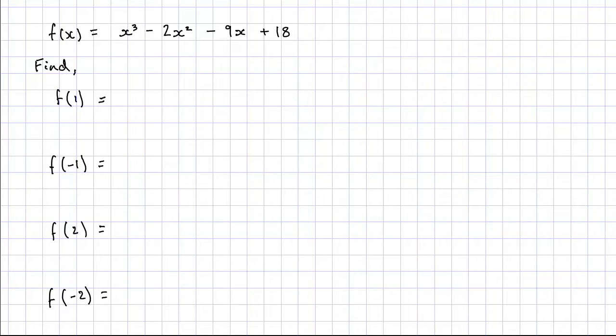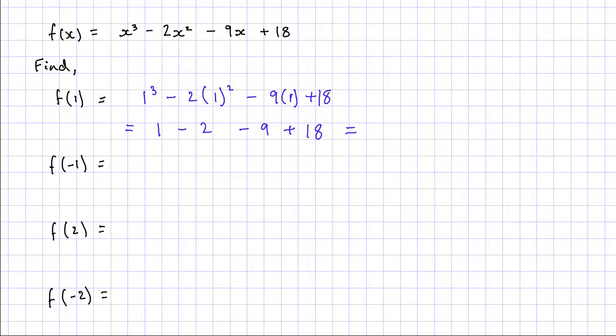So pause the video now and work out f of 1, f of minus 1, f of 2 and f of minus 2. Okay, so let's work them out. So f of 1 is 1 cubed minus 2 times 1 squared minus 9 times 1 and then plus 18. So this is equal to 1 take away 2 take away 9 add 18. So 1 take away 2 is minus 1, take away 9 is minus 10, add 18 is 8.